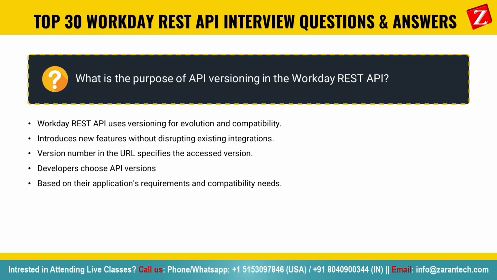For instance, if your application relies heavily on certain functionalities provided by version 2.0 and you're not ready to migrate to version 3.0 yet, you can stick with version 2.0 until you're prepared for the transition. On the other hand, if version 3.0 introduces critical enhancements that align with your application's goals, you can opt to upgrade to take advantage of those features. In essence, API versioning empowers developers to manage the evolution of their integrations with Workday in a way that best suits their timelines and objectives.